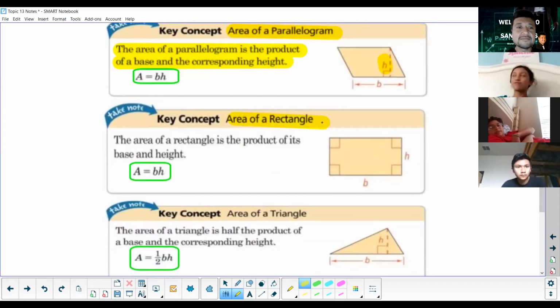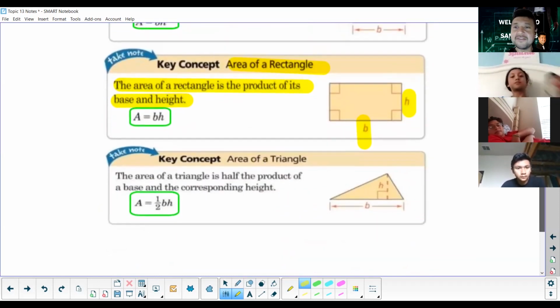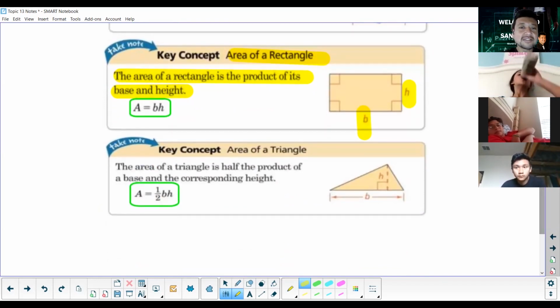The area of a rectangle is the product of its base and height. All right, excellent, pretty easy. It's one of the first ones you learned: take the base, multiply with the height, and you get the area. Marcus, read the last one. The area of a triangle is half the product of a base and the corresponding height.